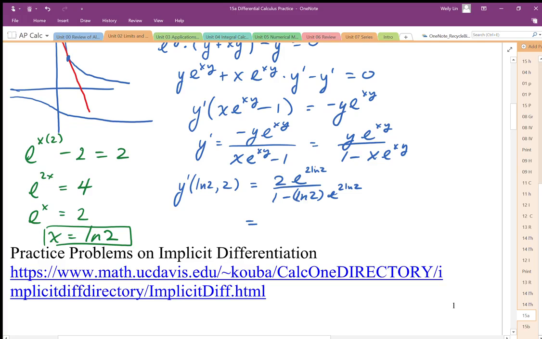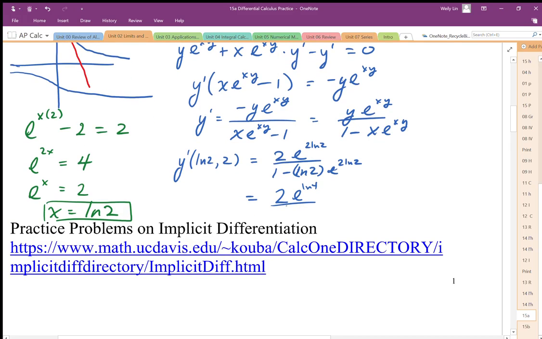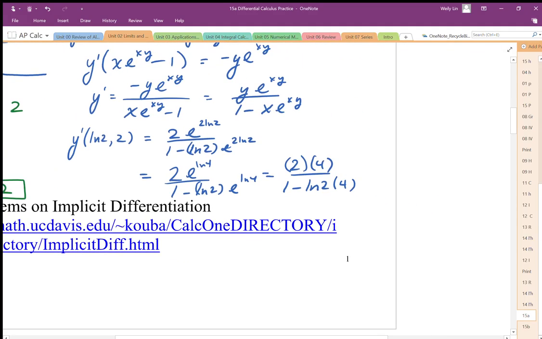Okay, working this out, 2 log 2 should be log 4. I'll do it in steps here. e to the log 4 is just going to be equal to 4. So this becomes 2 times 4 over 1 minus log 2 times 4. So the slope value is 8 over 1 minus 4 log 2.